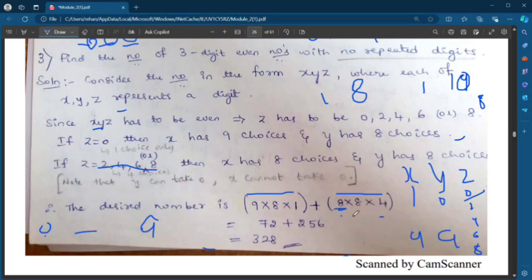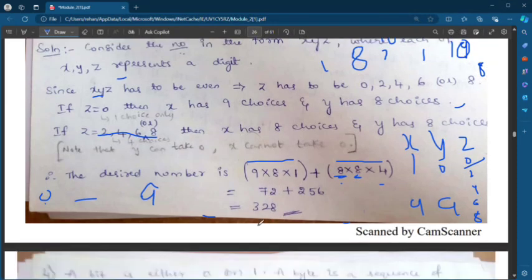Okay, and this 8 total I can write in 10 ways, but I am retaking 2 for z. So if I take 2 for z, then here some other number will come, right, x. So it should not repeat. So two numbers are being taken from y. From 10, two numbers are being taken. So that is also 8. Like that itself, we are getting the desired number is 9 into 8 into 1 plus 8 into 8 into 4, that is 72 plus 256, that is 328 ways.